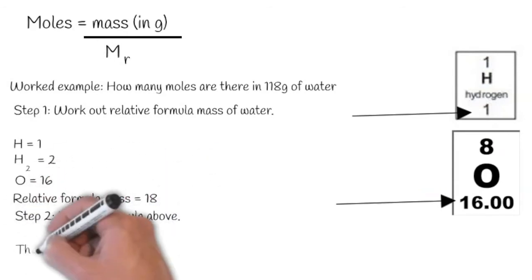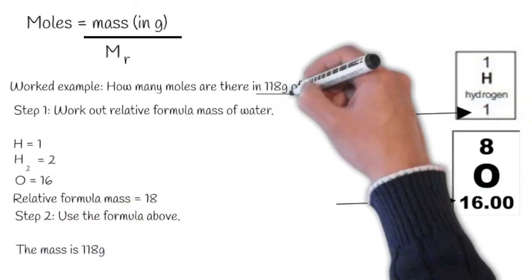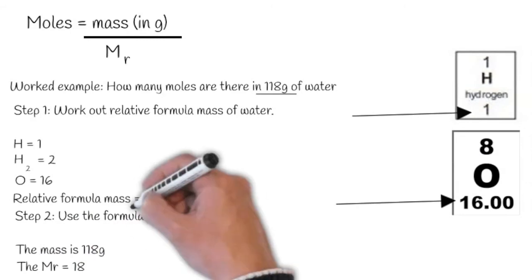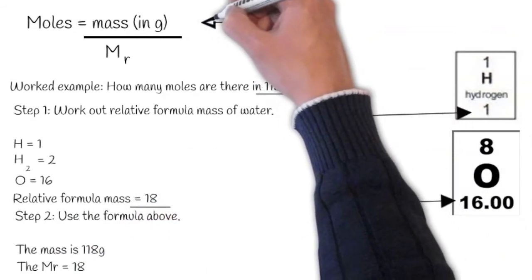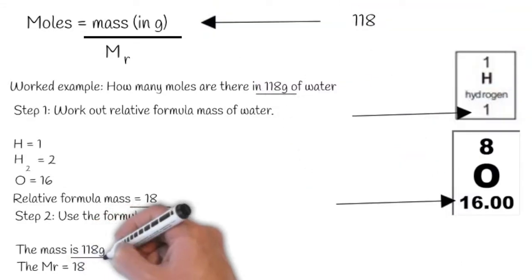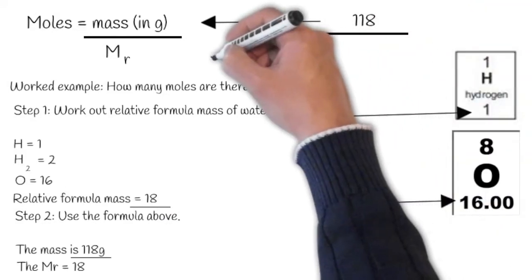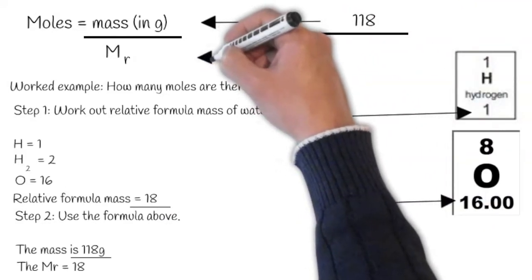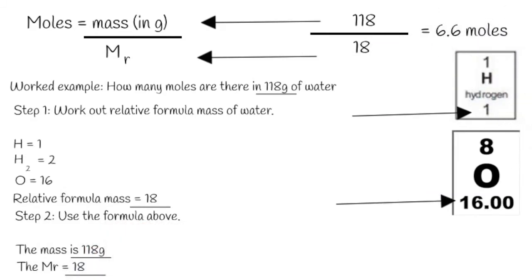Step 2, we can use the formula mass above. The mass in the question is 118 grams. The Mr we've just worked out is 18. So we're going to put this into the equation: 118, which is, remember, the mass, divided by the Mr, which is 18, which we worked out earlier, to get 6.6 moles.